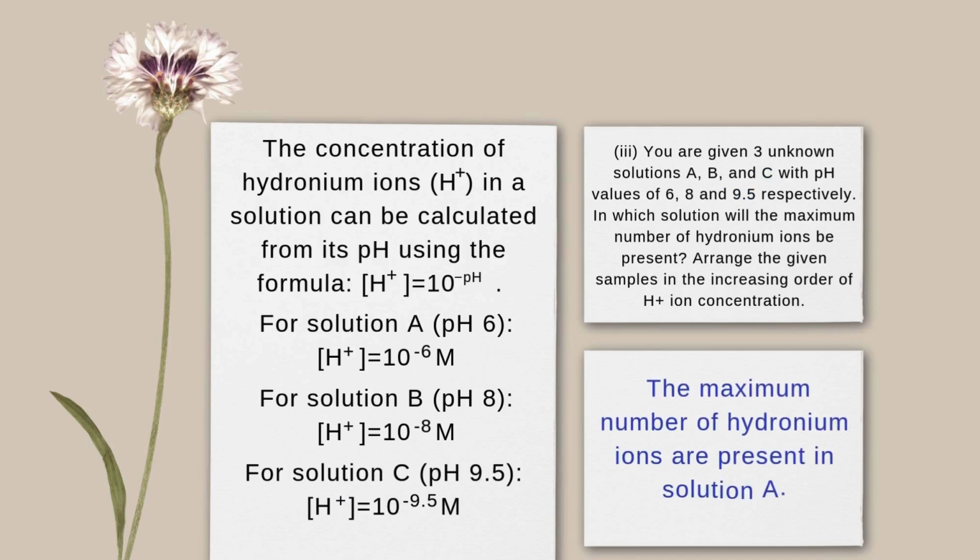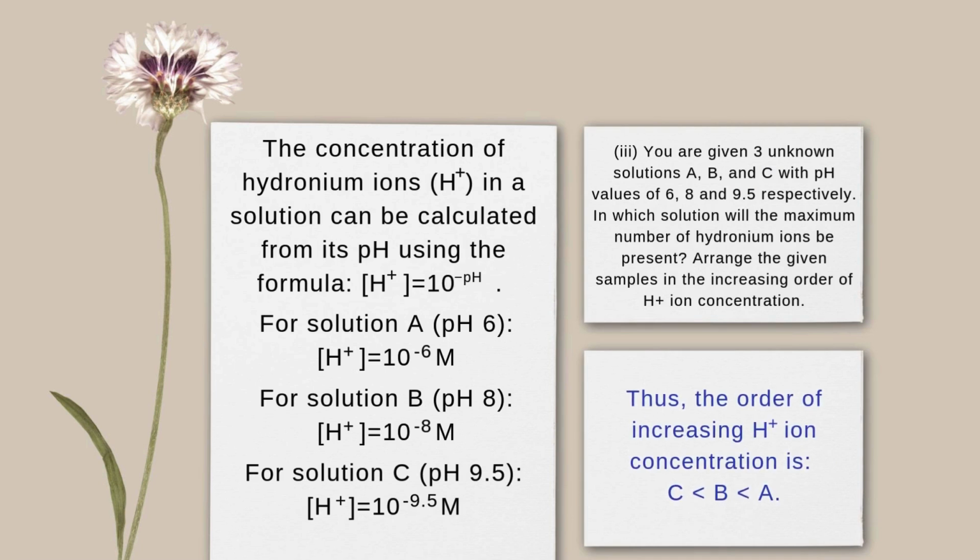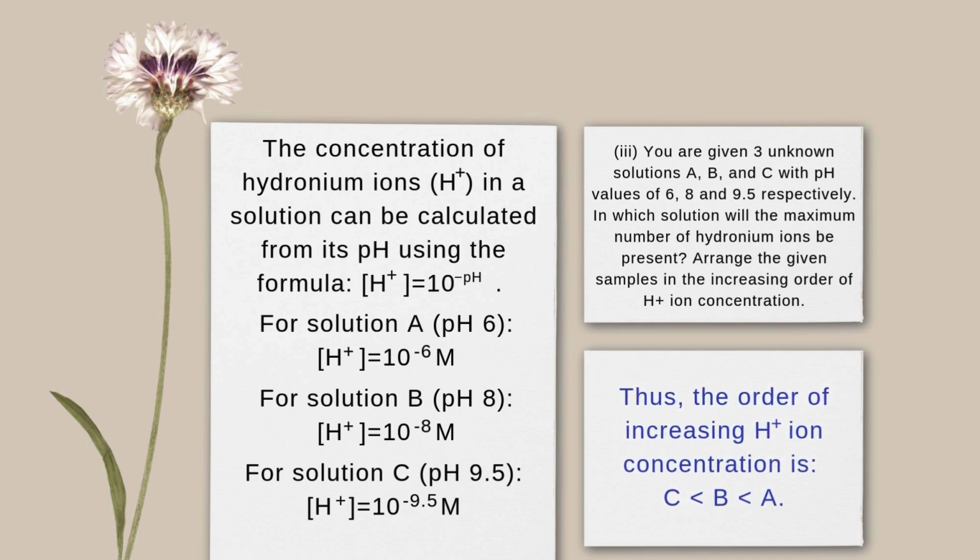Therefore, the maximum number of hydronium ions are present in solution A, and the order of increasing hydronium ion concentration would be C, then B, then A.